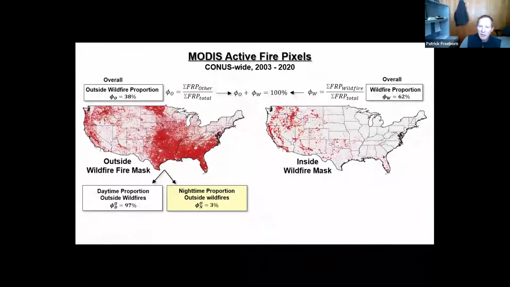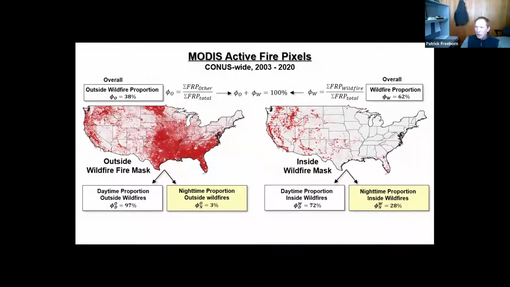Next, we took all those active fire pixels detected outside wildfires and decomposed them into their daytime and nighttime proportions. And what you see here is that MODIS rarely detects nighttime fire activity during prescribed fires and agricultural fires, with a nighttime proportion of 3%. That doesn't imply that prescribed fires and agricultural fires completely extinguish at night. What this is suggesting is that those prescribed fires and agricultural fires that are burning during the day subside sufficiently at night to where they're too small or not intense enough to trigger the MODIS active fire detection algorithm.